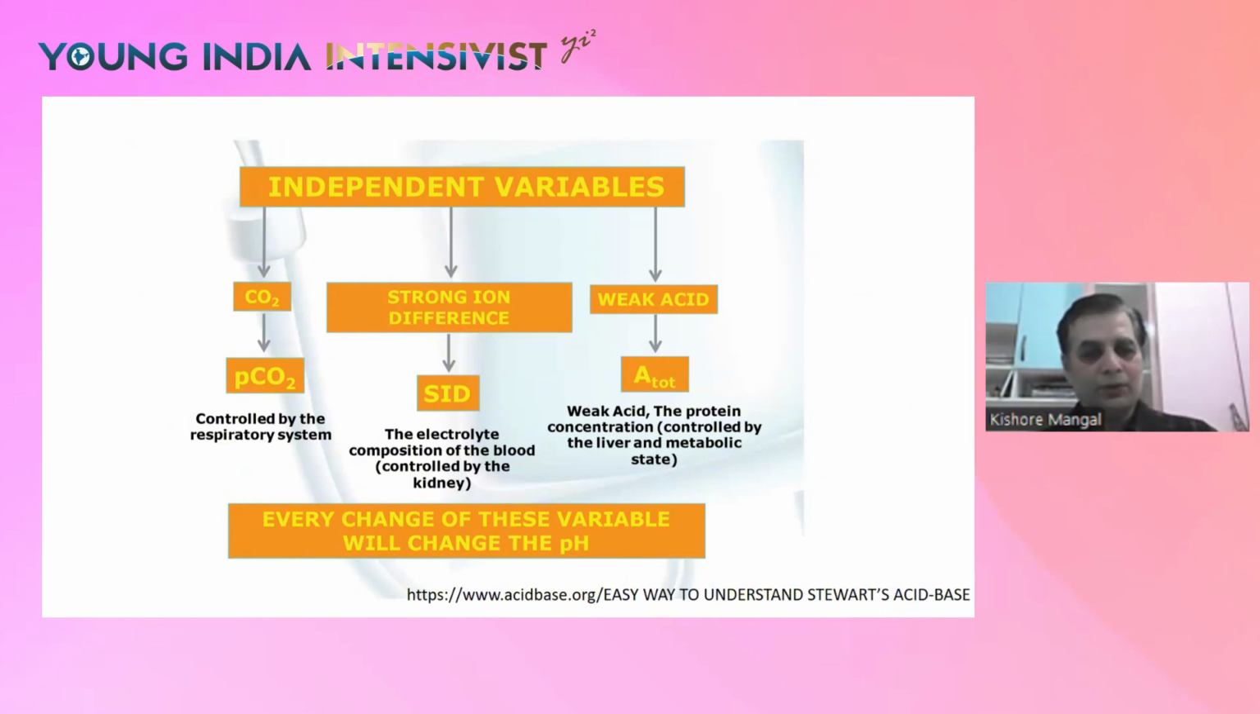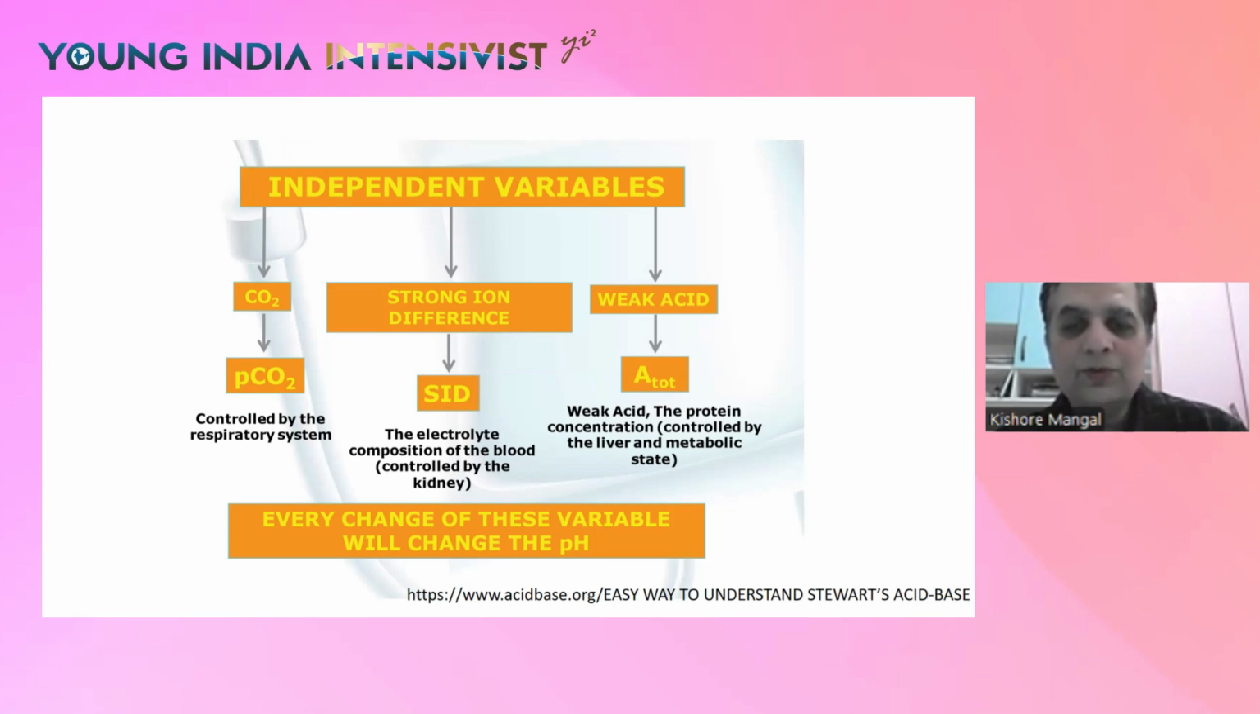One is the CO2, that is the carbon dioxide level in the arterial system. Second is the strong ion difference, which is also known as SID. This SID is the electrolyte composition of the blood, and this is controlled by the kidney. And CO2, as we all know, is controlled by the respiratory system. And third is the weak acid, or we also call it ATOT.